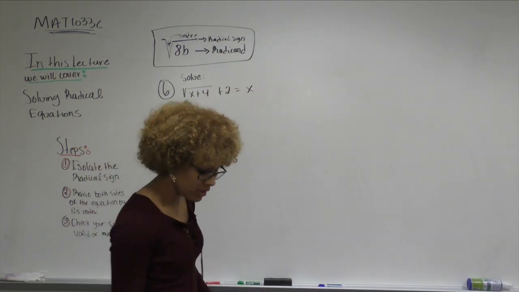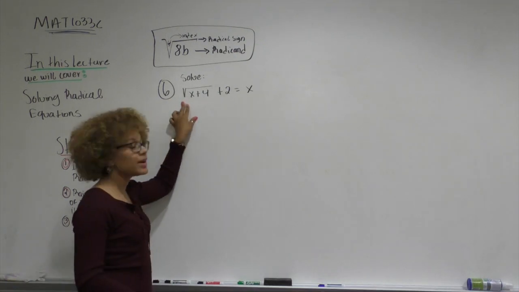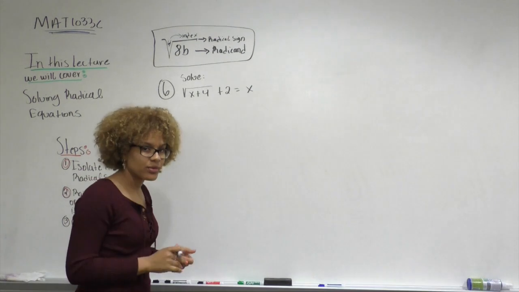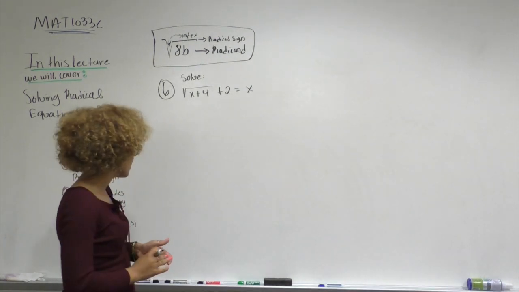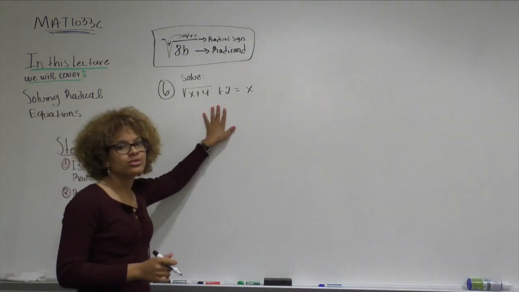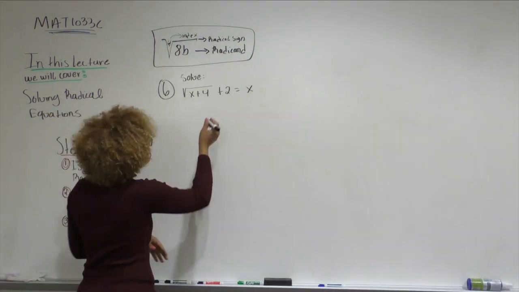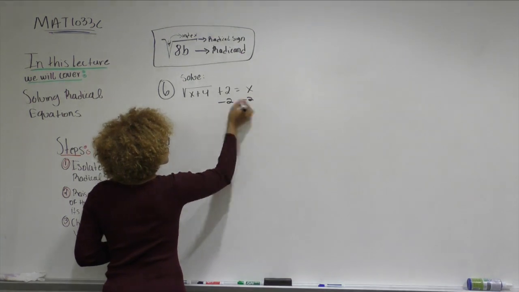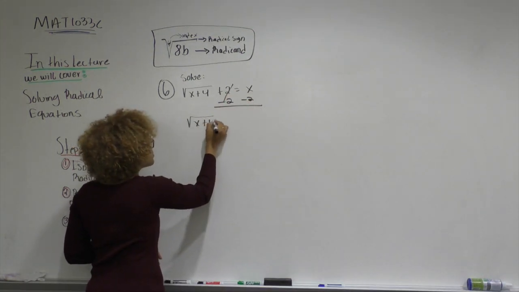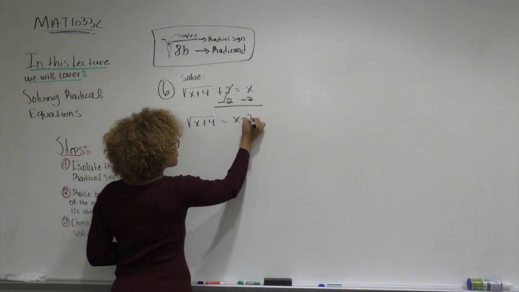Okay. So the example is square root of x plus 4 plus 2 equals x. I need to solve for x. Okay. So I'm going to start the same way. I need to isolate my radical sign. So the first thing I'm going to do is to subtract 2 from both sides. Square root of x plus 4 equals x minus 2.